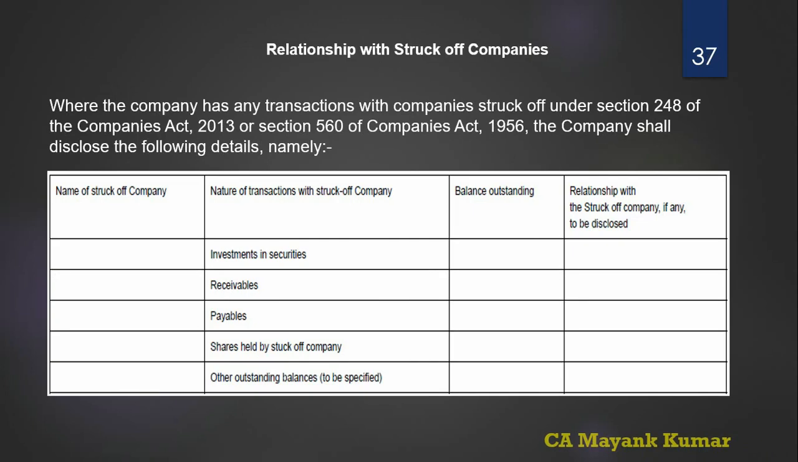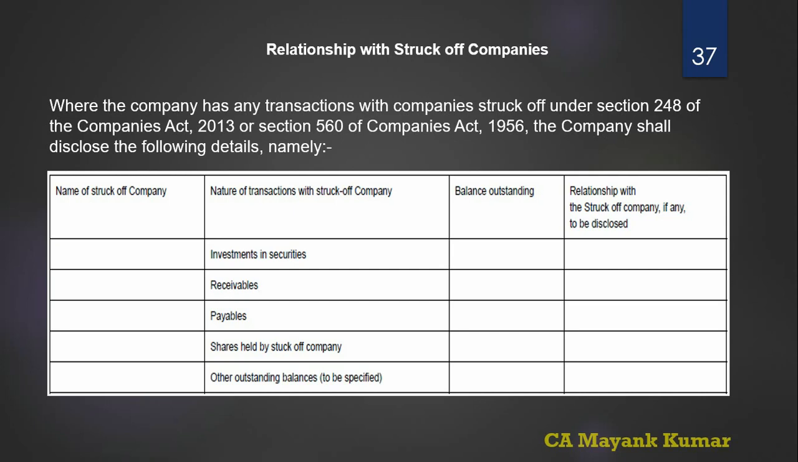And the next amendment is related to transactions with struck off companies. We all know that the company should not engage in any transaction with a company which has been struck off by the Registrar of Companies. So if the company enters into any transactions with a company that has been struck off under the Companies Act, then the company shall disclose the following details as mentioned in the table: the name of the company, the nature of transactions, balance outstanding, and the relationship.